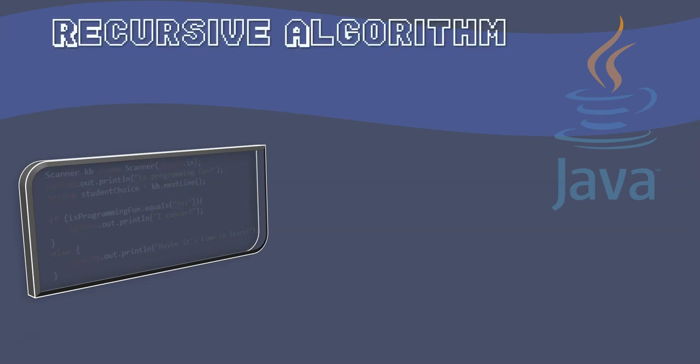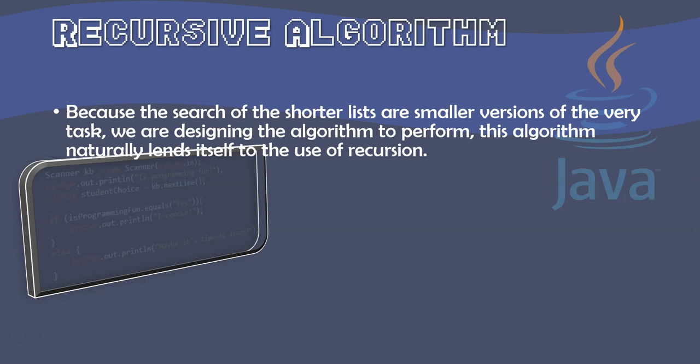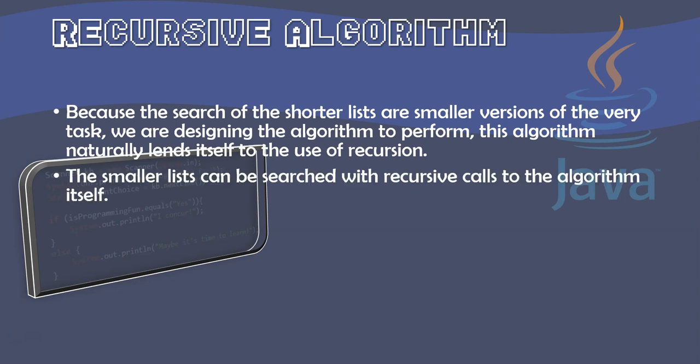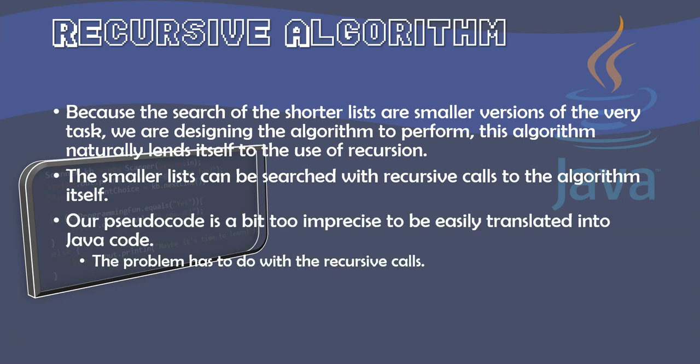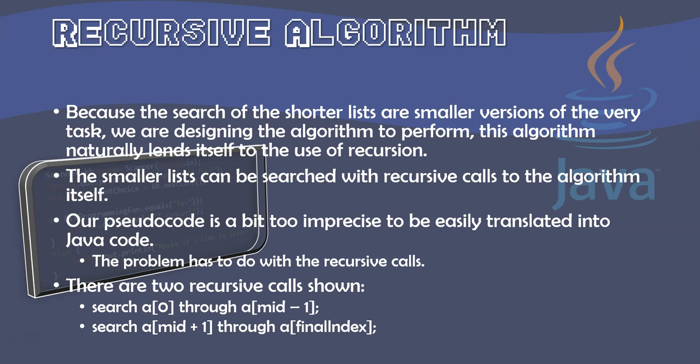You might have noticed that this looks kind of like a recursive algorithm. Because the searches of the sorted list are smaller versions of the same task we're designing an algorithm to perform, this algorithm is naturally going to lend itself towards recursion. The smaller lists can be searched with recursive calls to the algorithm itself. And our pseudocode as it stands right now is a bit too imprecise to easily be translated to Java code, and the problem with it right now has to do with recursive calls. There are two recursive calls shown. We have search A of 0 through A of mid -1, and search A of mid +1 through A of final index.